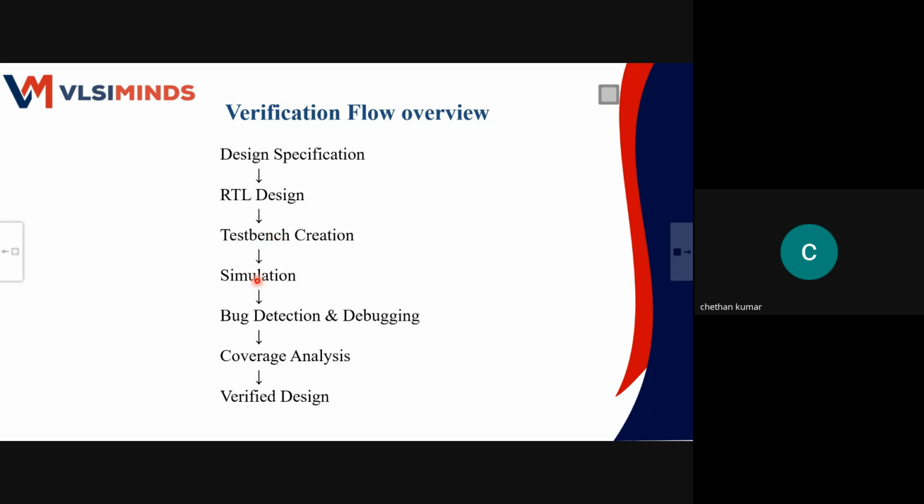After that, you have to go through the simulation part. So the analysis is going to be done in the simulation part. Next, bug detection. Bug detection means error. Bug means nothing but unintended functionality. That means an error. That you have to identify.